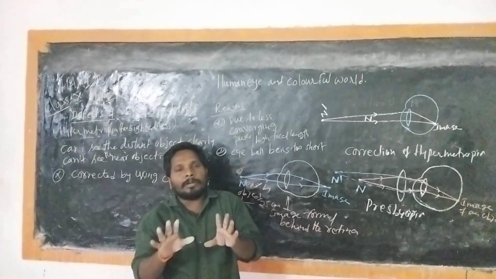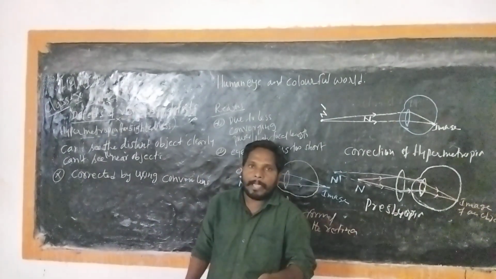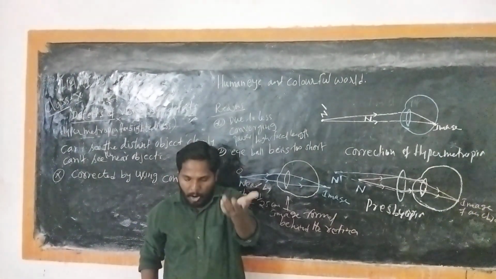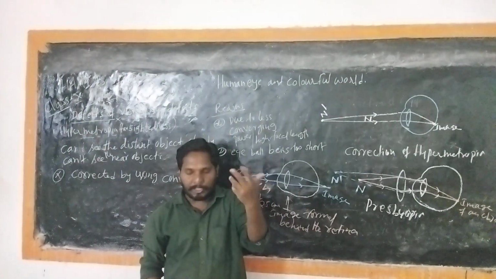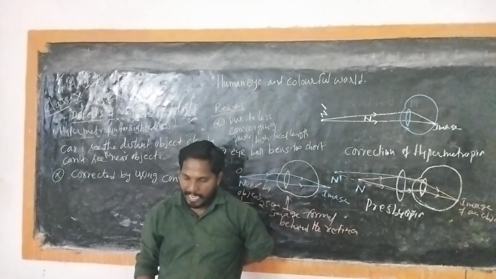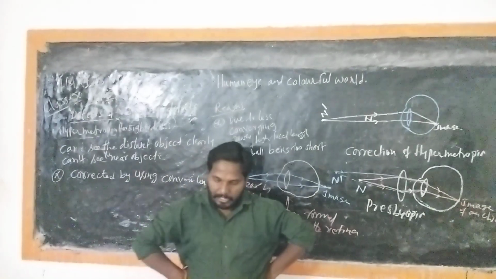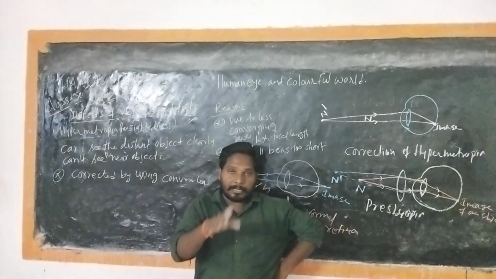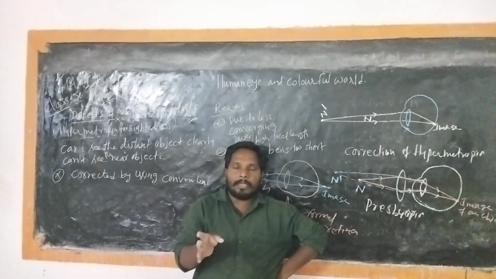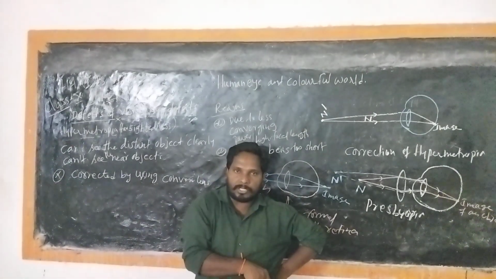So presbyopia is a kind of hypermetropia. Presbyopia is one type of hypermetropia. So the presbyopia defect is corrected in the same way as hypermetropia, by using spectacles having convex lens. It is also possible that the same person is suffering with both myopia and hypermetropia.